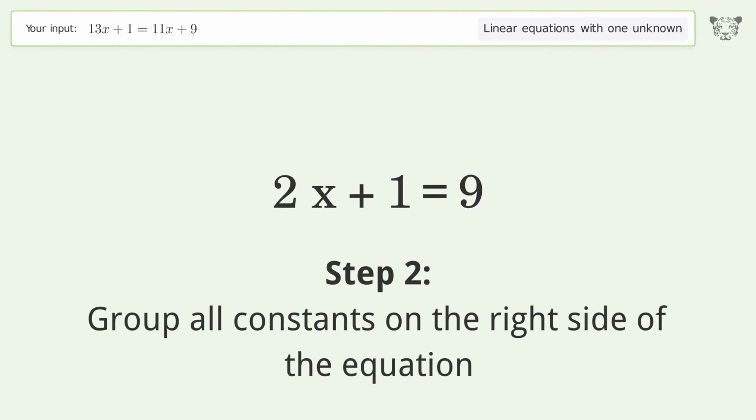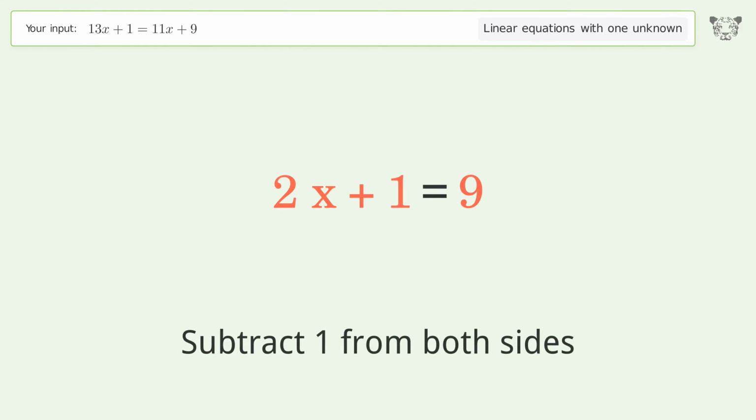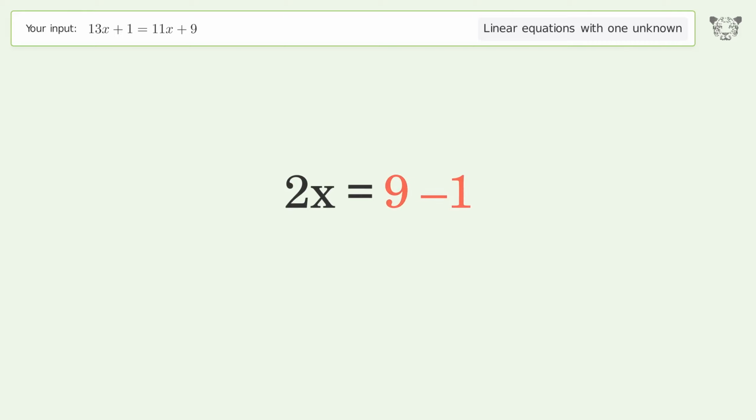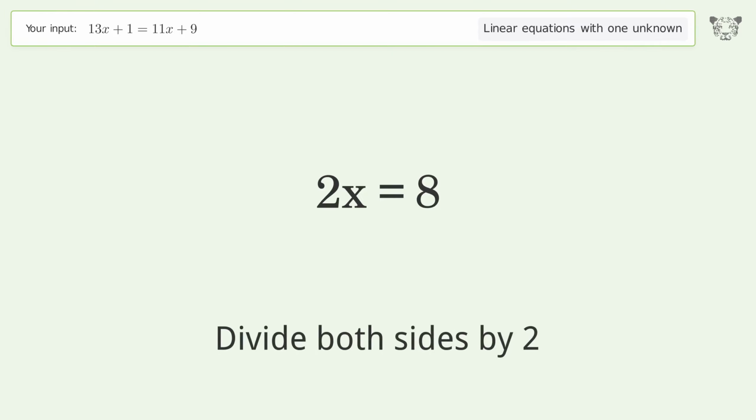Group all constants on the right side of the equation. Subtract 1 from both sides. Simplify the arithmetic. Isolate the x. Divide both sides by 2.